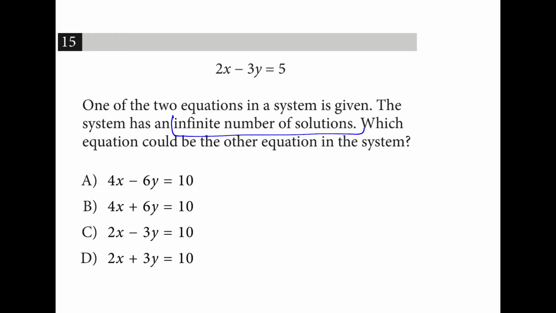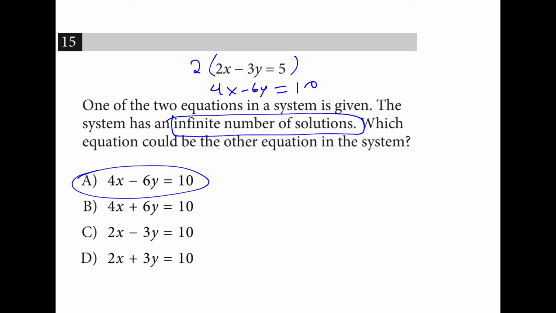We're told there's an infinite number of solutions, and this is one of the equations, so which one could be the other? So if we just double this whole thing, we would get 4x minus 6y is equal to 10. A.